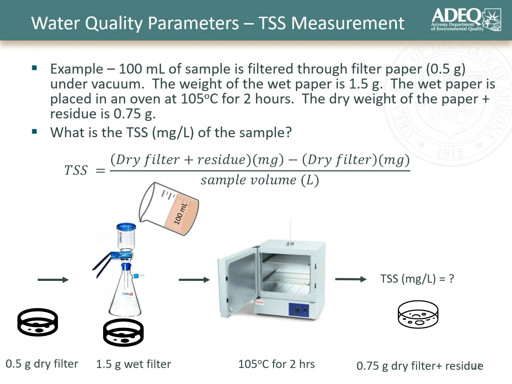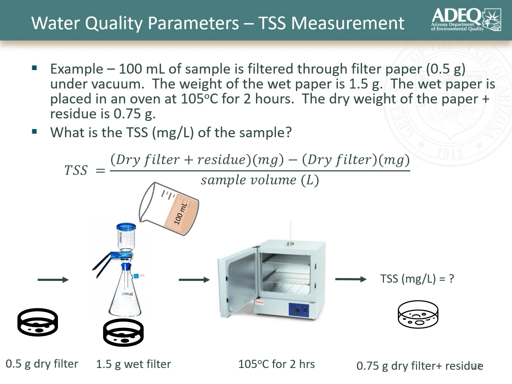Now let's walk through an example calculation for determining the total suspended solids of a sample that was collected. In this example, you collected a 100 ml sample from a site, and then you run that 100 ml sample through a filter paper under vacuum that weighs 0.5 grams before you run the water through it. The weight of the wet paper is 1.5 grams, and then the wet paper is placed in an oven at 105 degrees C for 2 hours. The dry weight of the paper plus the residue is now 0.75 grams. What is the TSS in milligrams per liter of the sample?